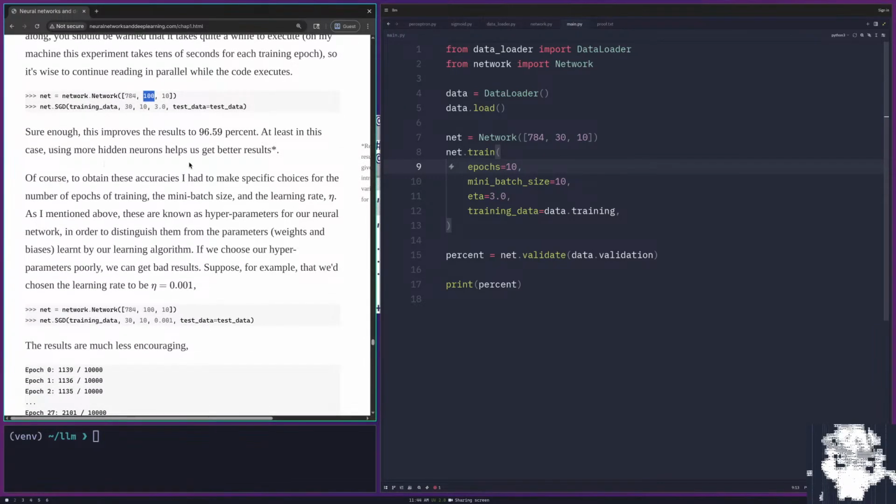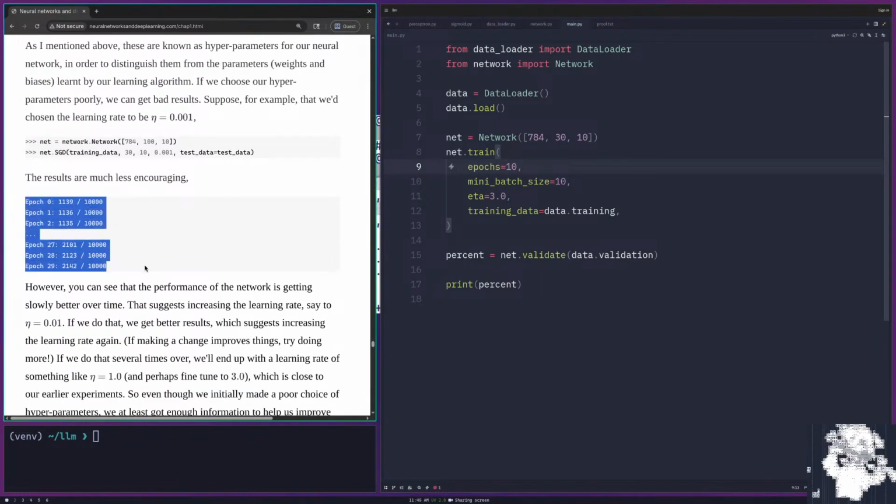Of course, to obtain these accuracies, I had to make specific choices for the number of epochs of training, the mini-batch size, and the learning rate, eta. As mentioned above, these are known as hyperparameters for a neural network, in order to distinguish them from the parameters, weights and biases, learned by our learning algorithm. If we choose our hyperparameters poorly, we can get bad results. Suppose, for example, that we chose the learning rate to be eta equals 0.001.